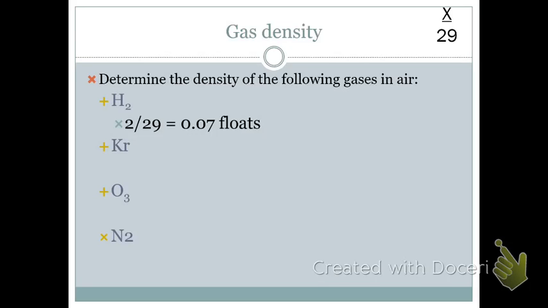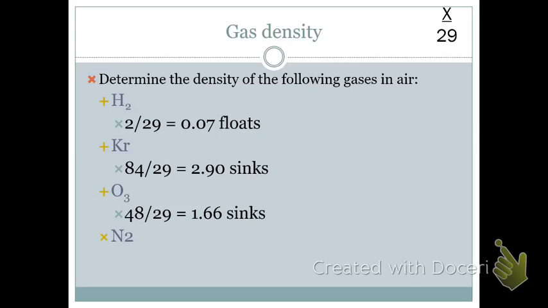Go ahead, pause the video, and do krypton, and then come back and play when you're ready. Krypton is 84 divided by 29, the standard of air. It is 2.90, which is greater than 1, so krypton sinks in air. Go ahead and do the ozone, and then press play when you're ready. Ozone is 48 divided by 29, which is 1.66, so it is going to sink because that's greater than 1.